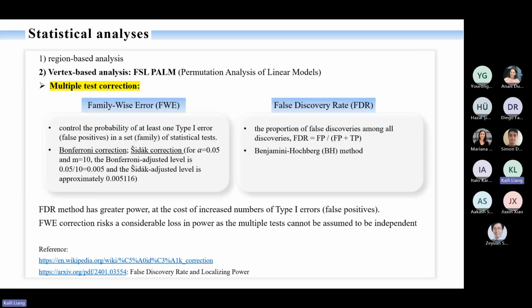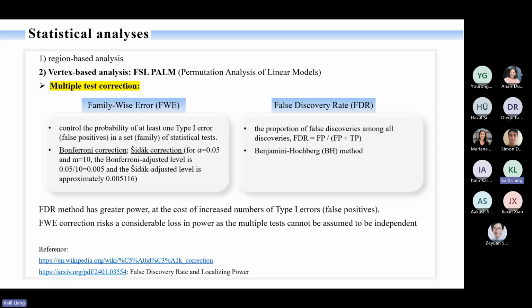Type 1 error is a statistical concept. It means false positives. The FWE and the FDR are both used to reduce the type 1 error, the false positives. For FWE, just remember, it is very conservative, because it controls the probability of at least 1 type 1 error in a family of statistical tests. Here I give you an example.